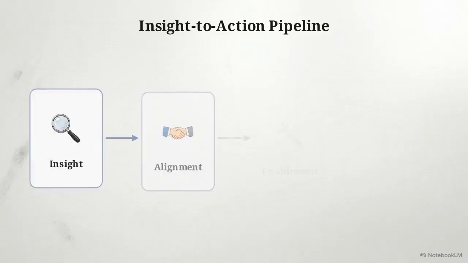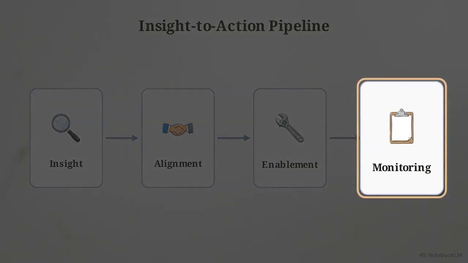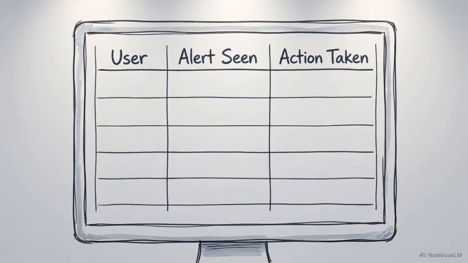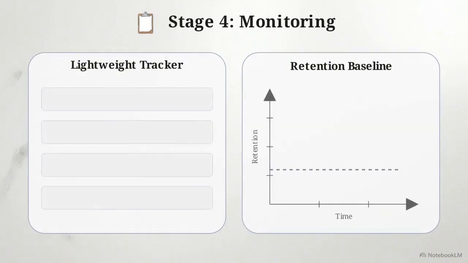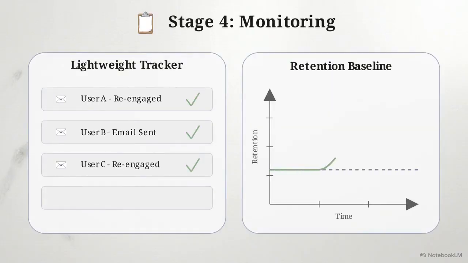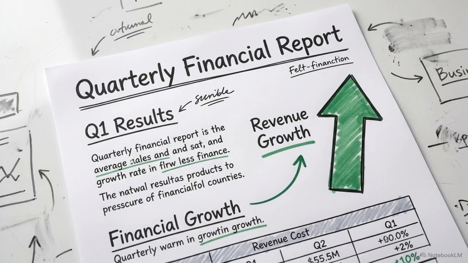Step 4 is monitoring, the most frequently overlooked stage of the pipeline. Without tracking whether the alert was used, you cannot prove the value of the project or justify scaling it. A lightweight tracker logs who saw the alert, what action they took, and how the target metric responded. In our case study, this log showed increased interventions. Within 2 months, the retention baseline shifted upward and stayed there. Enablement makes action possible, but monitoring is what definitively proves the return on investment.